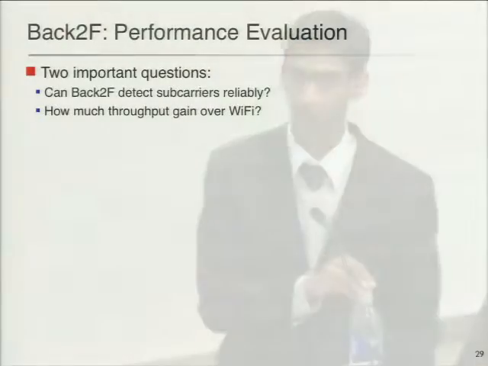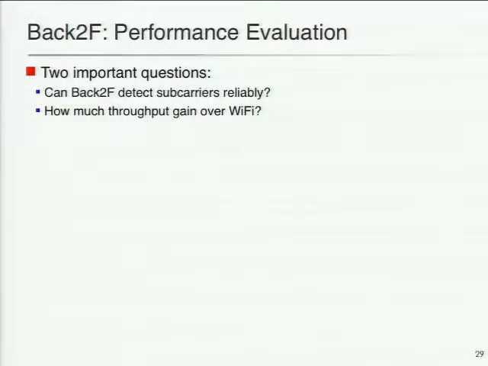So given that I have explained to you our key ideas, let's move on to performance evaluation. There are two key questions that we need to answer here. First, can Back2F detect subcarriers reliably? Because if we cannot, then it's not possible to know what backoff value other access points have chosen. The schedule will be all wrong, and hence we might have a lot of collisions. And second, if we can detect subcarriers reliably and do frequency backoff, how much throughput gain can we have over Wi-Fi?